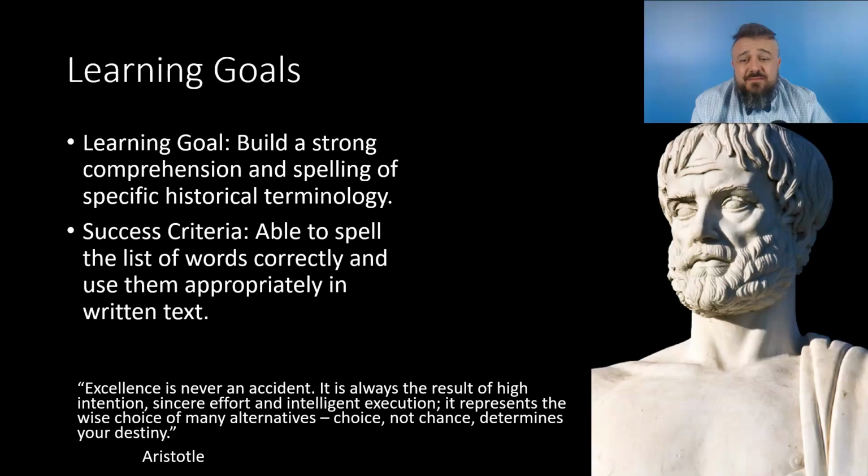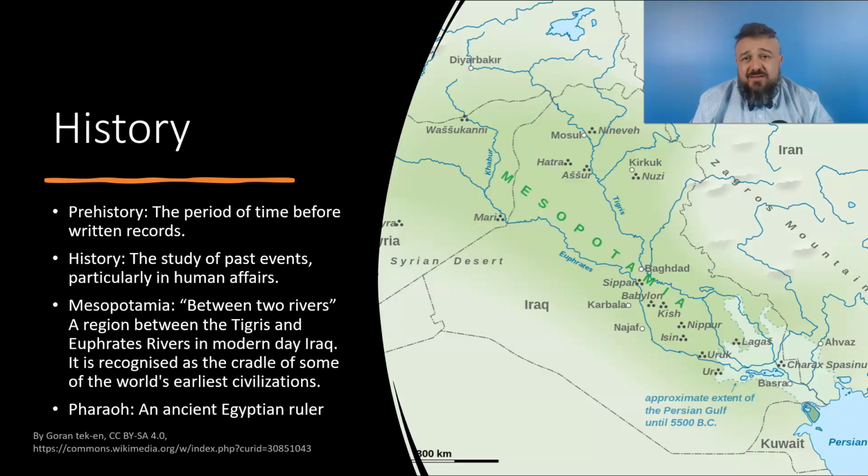So today we are going to look at the glossary, the words we use to describe the ancient past. Our learning goals here are to build a strong vocabulary. We want it to be comprehensive and specific. We'll know we've done it well if we can spell the words and use them correctly in the appropriate written context.